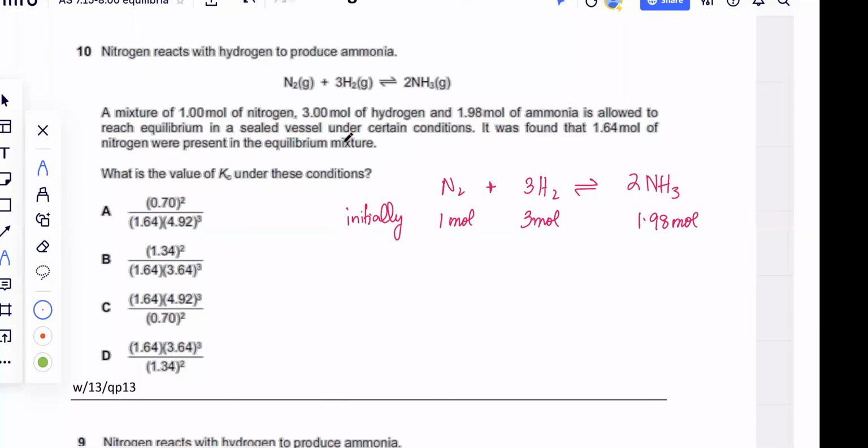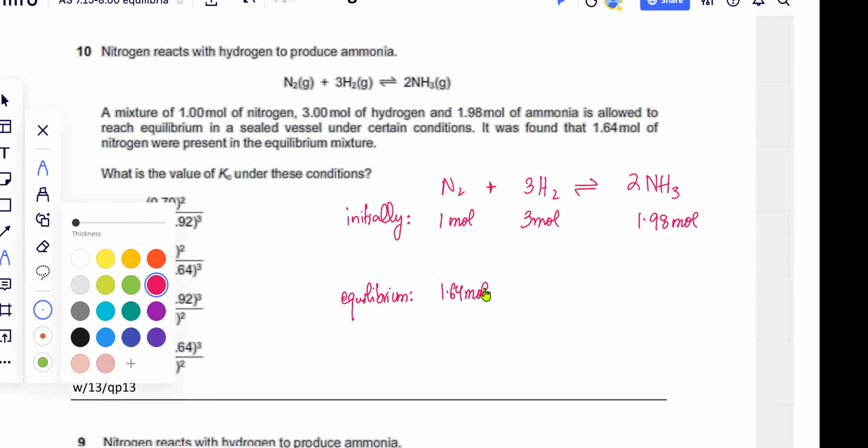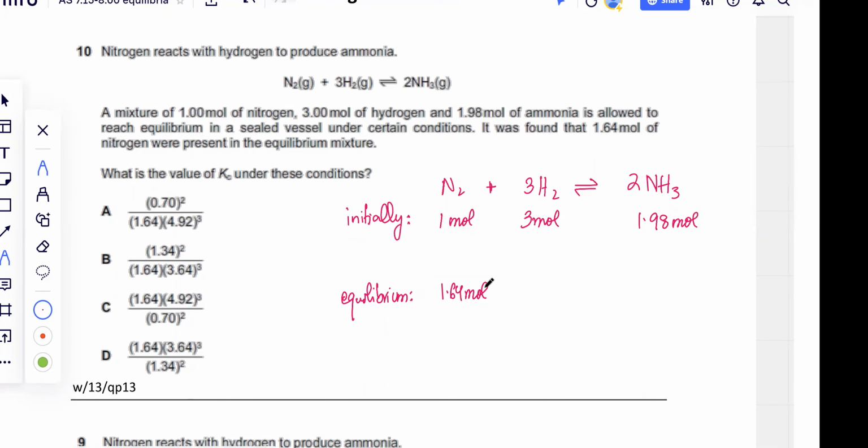So at equilibrium, you have 1.64 moles. Those are your equilibrium moles. So what does that mean? You started off with 1 mole. Now you've got 1.64. That means an extra 0.64 moles came from somewhere.